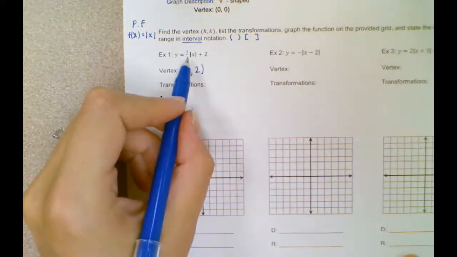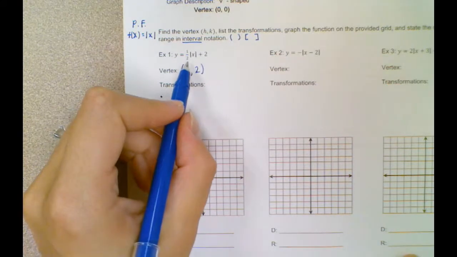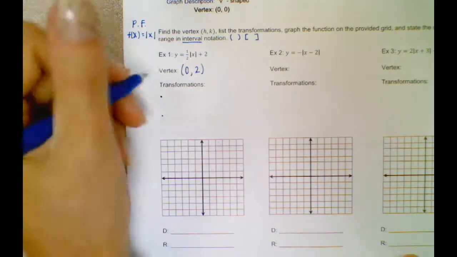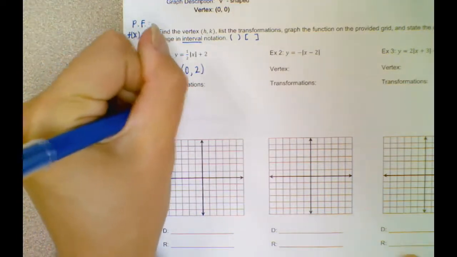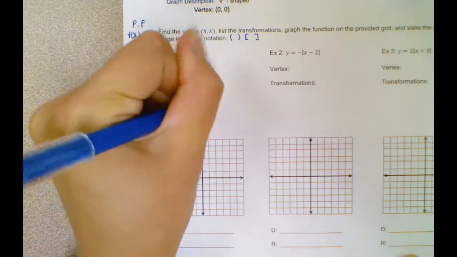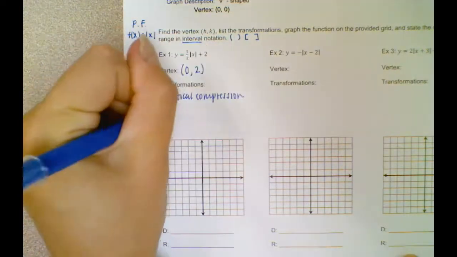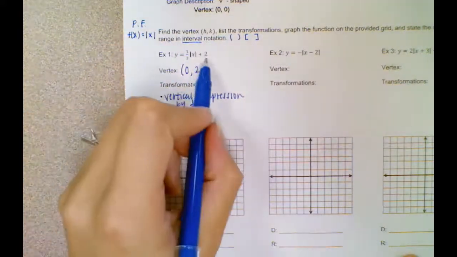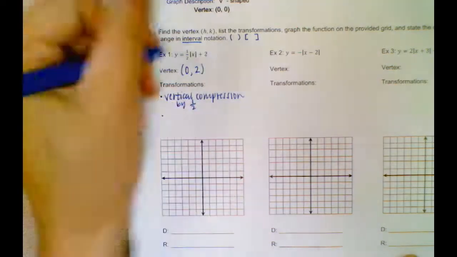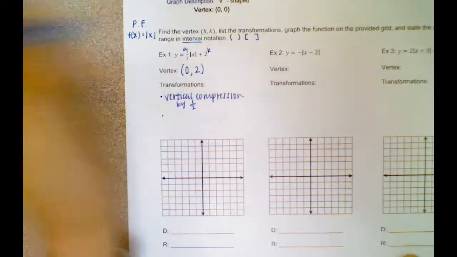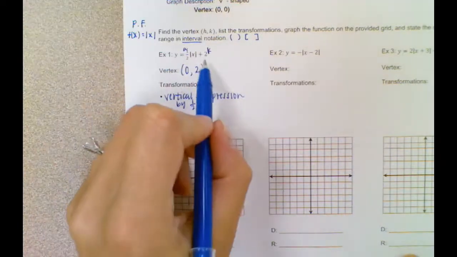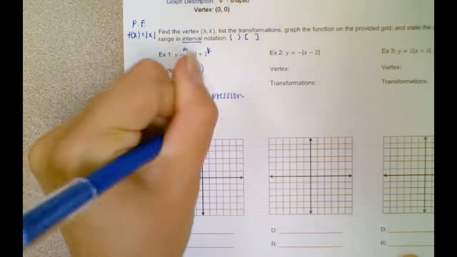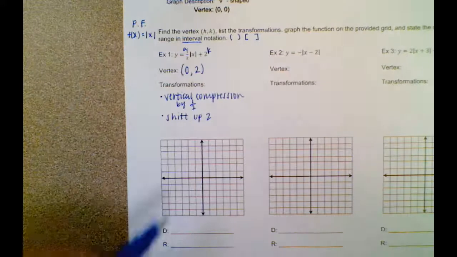Now this 1/2, that's your A value. So the absolute value of 1/2 is still just positive 1/2. And since that is less than 1 but greater than 0, that's going to be a vertical compression by 1/2. Okay? And then this plus 2, we already said is the K value. Here, I'll even write A and K. All right? So because it's positive, that means we're going to be moving up. So shift up 2.